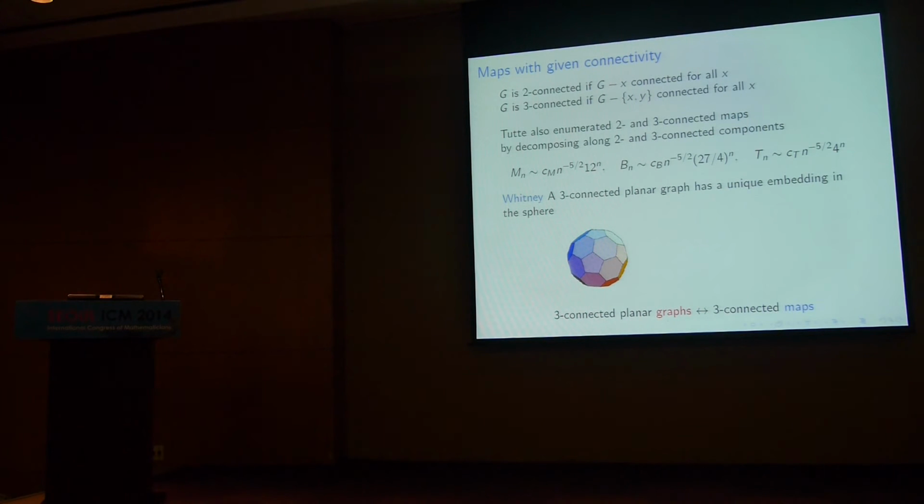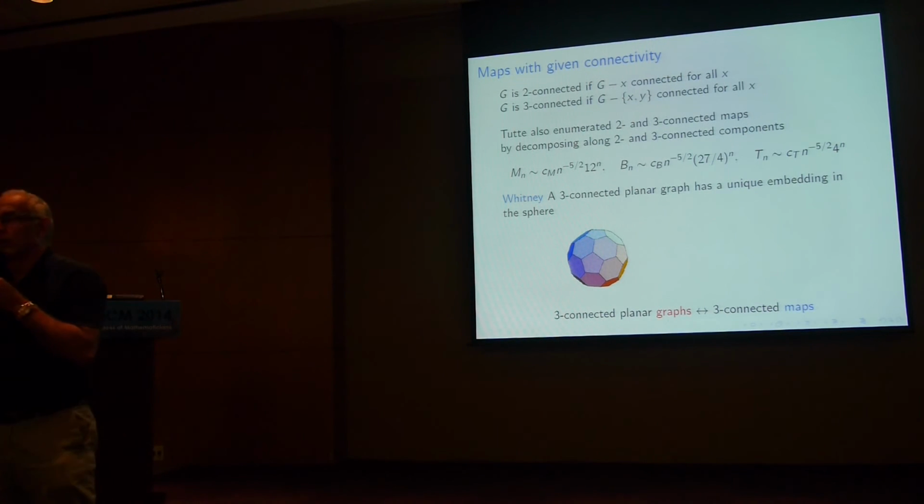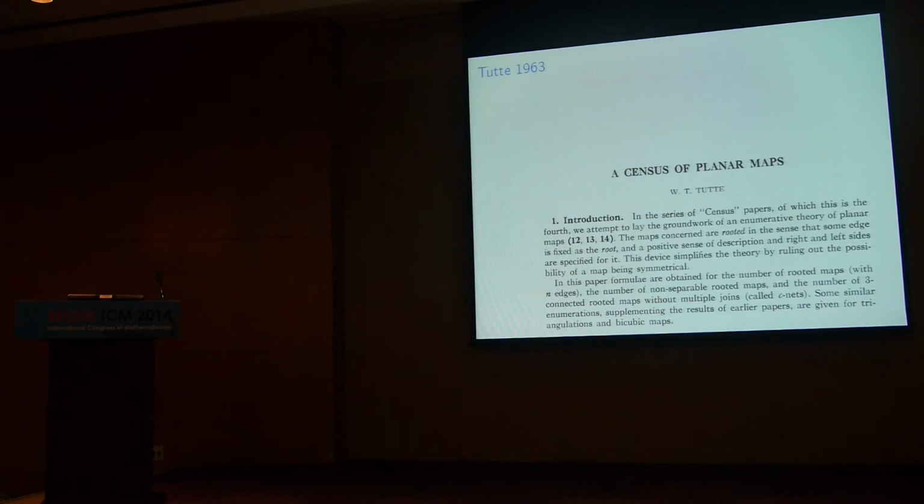Now you know that a graph is 2-connected if not only is it connected, but it has no cut point. So removing any vertex, it stays connected. It is 3-connected if it is even more: removing 2 points, it stays connected. And then, using the decomposition of a graph along 2- and 3-connected components, let me just briefly give you this example here.